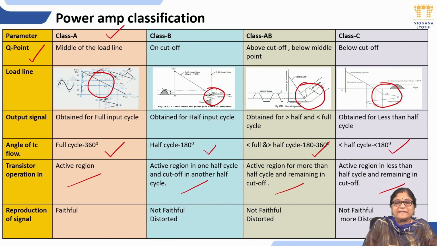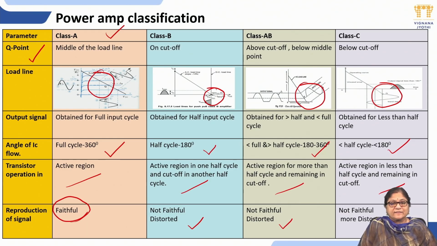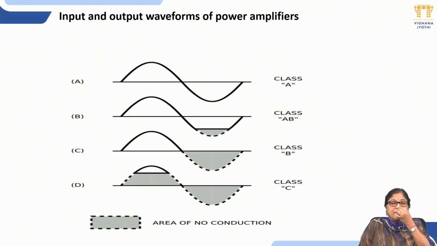So what is the basic difference when you come to the operation? The input and output are going to be the same. It is known as faithful reproduction. But in all other amplifiers, the output is not going to be the same as the input. So let us see the waveforms.